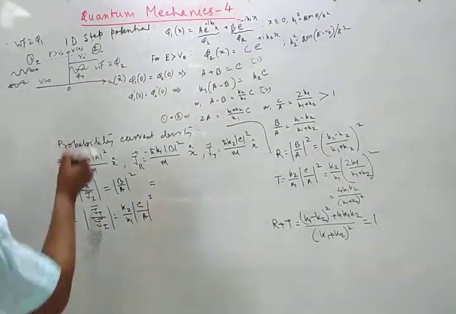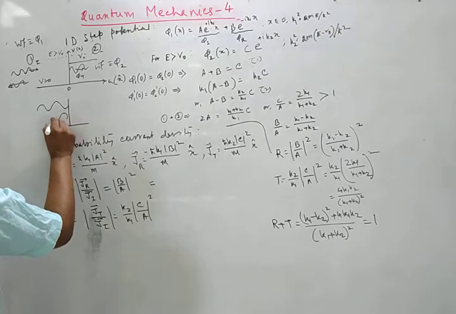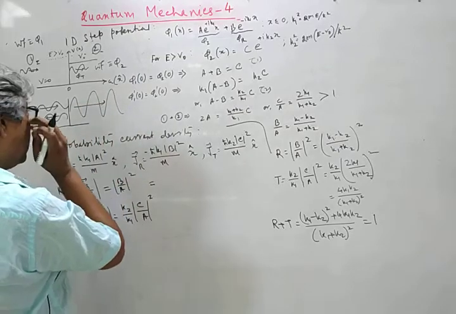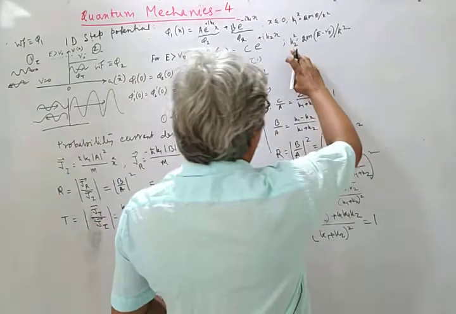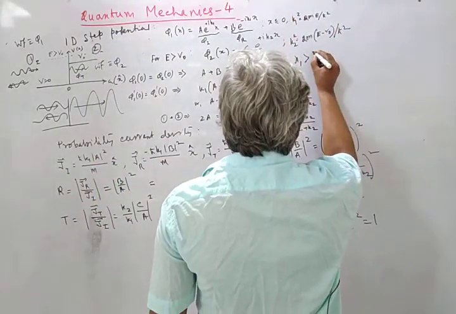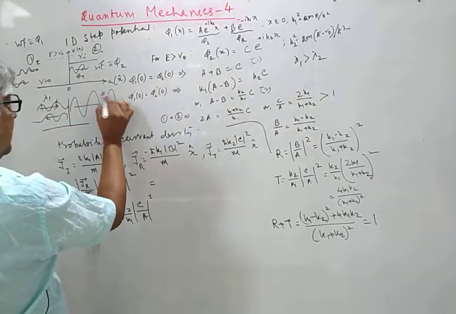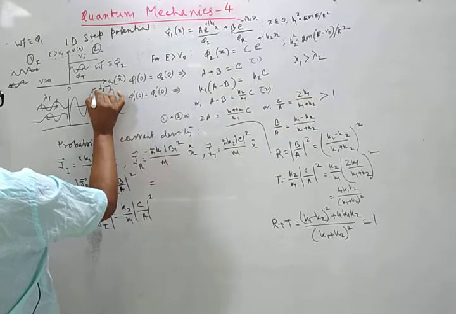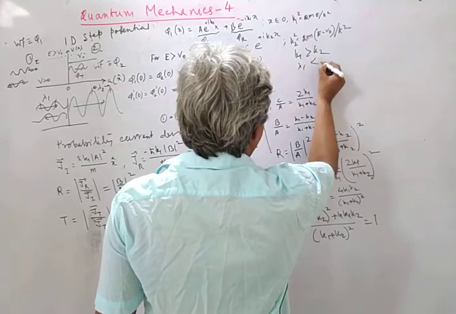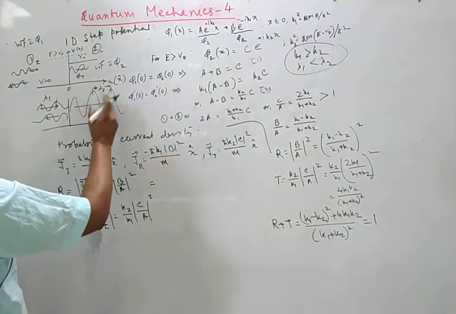And if we draw the waves, in this region, this is the incident wave, this is the reflected wave, and this is the transmitted wave. Another thing, the wavelength lambda is inversely proportional to k. Since k1 is greater than k2, that leads to lambda 1 less than lambda 2, where lambda 1 is the de Broglie wavelength in this region and this is lambda 2. So lambda 2 is larger than lambda 1; the de Broglie wave has larger wavelength in region 2.